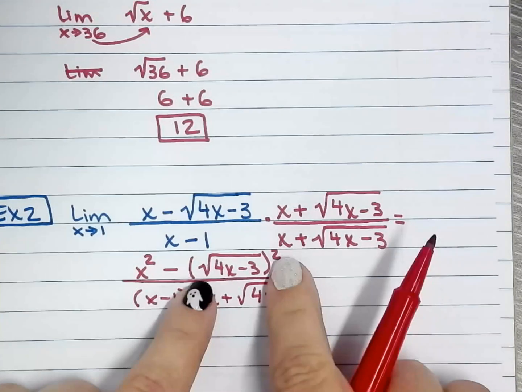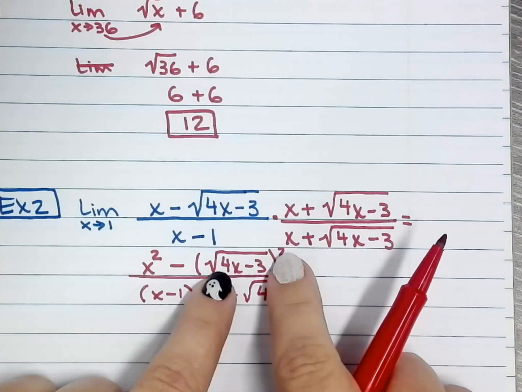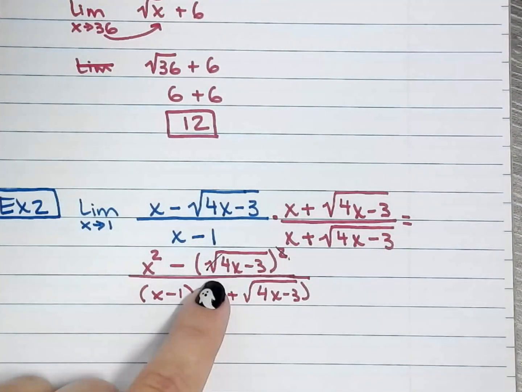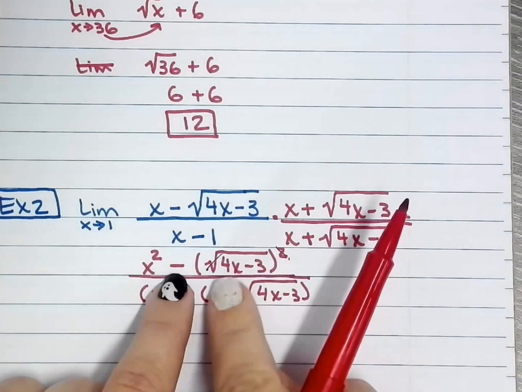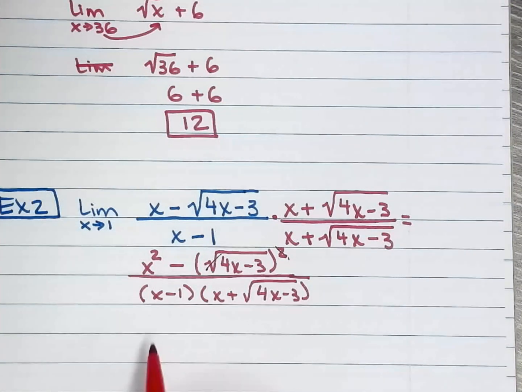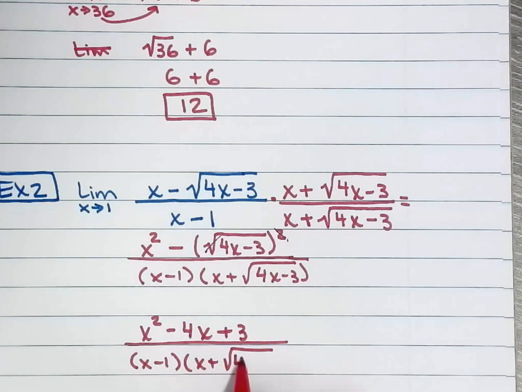Okay, now the square and the square root simplify. And then on the same step, this with this, that simplifies. Now the next step, I'm going to simplify or distribute the negative here. So I have x squared minus 4x plus 3. The denominator doesn't change. x minus 1, x plus square root of 4x minus 3.